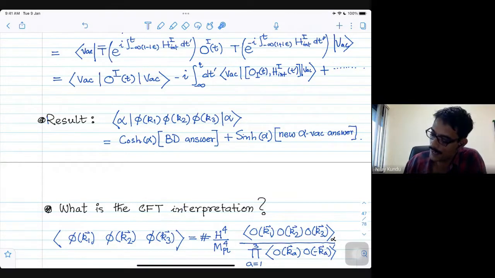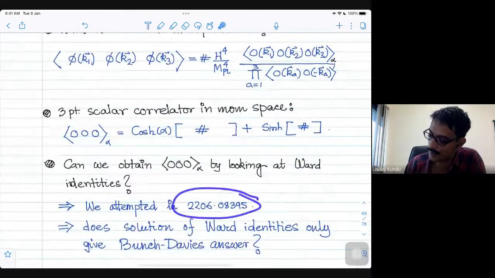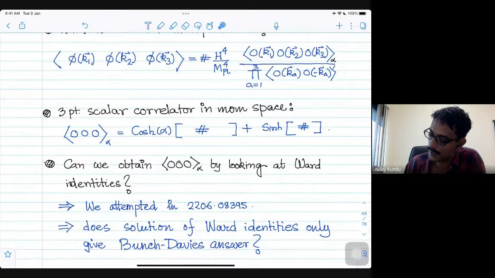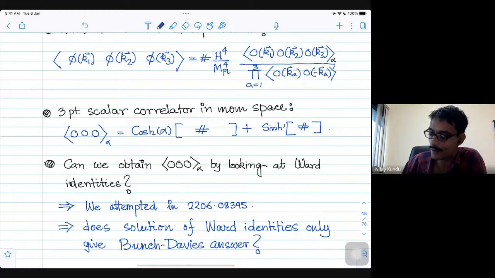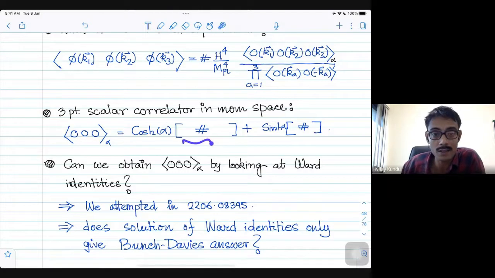So that's what we attempted in this latest paper with Sachin Jain at IISER Pune and three grad students, Shumon Kundu and Sunil Sake at TIFR and Abhishek Mehta at IISER Pune. So we wanted to see that this 3-point scalar correlator, when written in momentum space for the alpha vacua, should have this structure also, where it should be cosh alpha, and you should expect that this probably should match the Bunch-Davies answer. And that's indeed true.